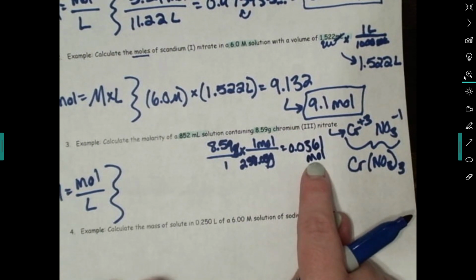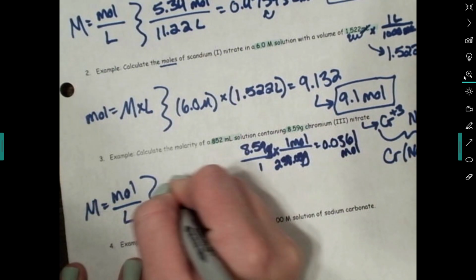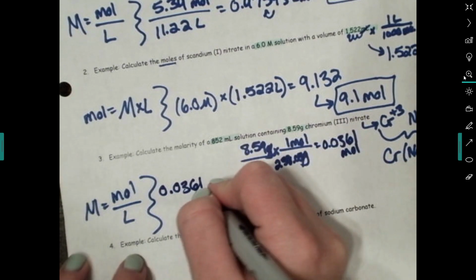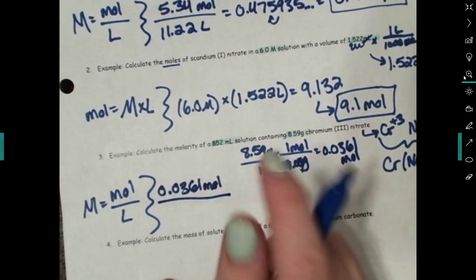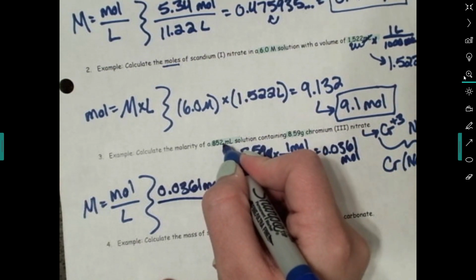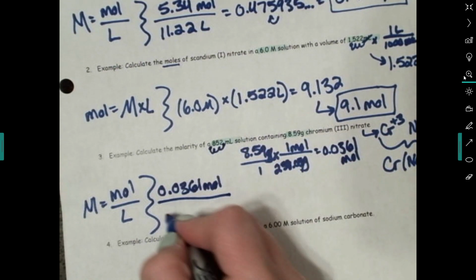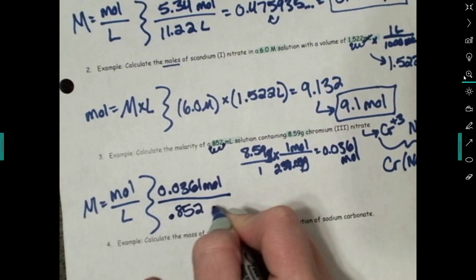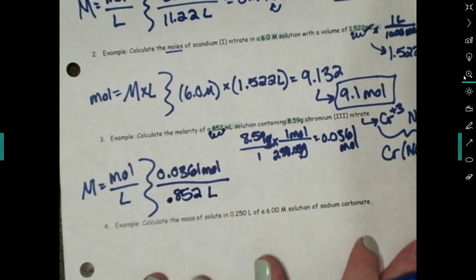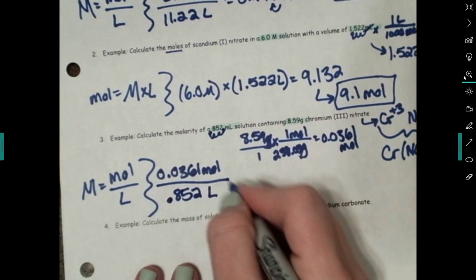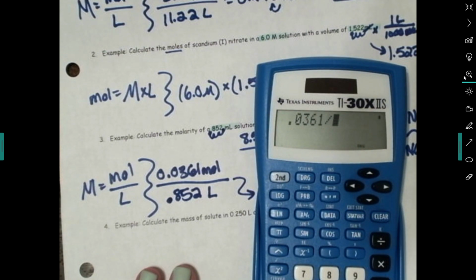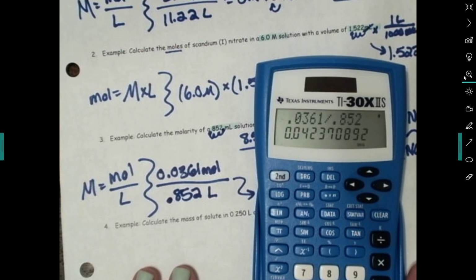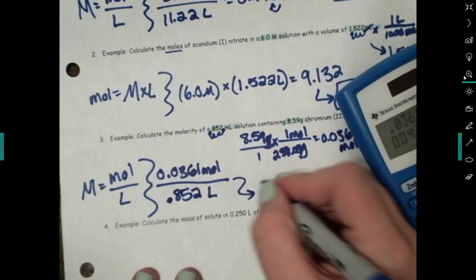Okay, so now we know our moles. We can plug that in here: 0.0361 moles over our liters. So remember, the shortcut is you take the decimal. If you don't see one, that means it's right here, and you move it 3 times to the left. 1, 2, 3. So it's going to be 0.852 liters. Okay, so now we have our moles, we have our liters, we can divide them. So we're going to go 0.0361 divided by 852. And this is my unrounded answer. Let me write that down.